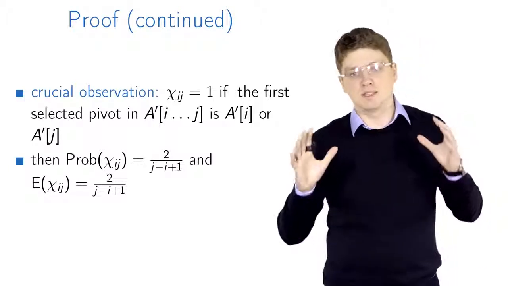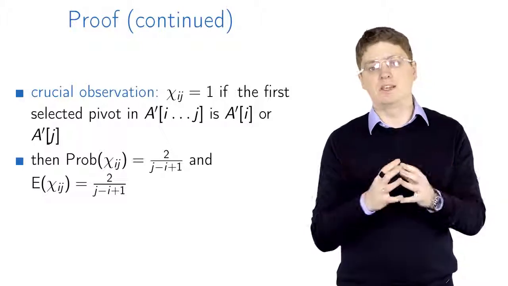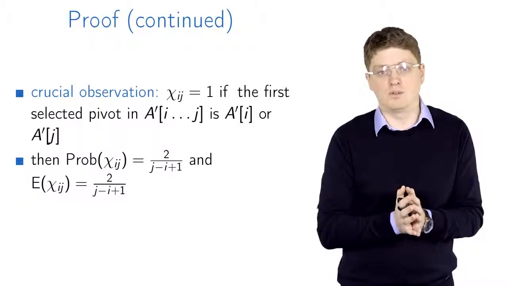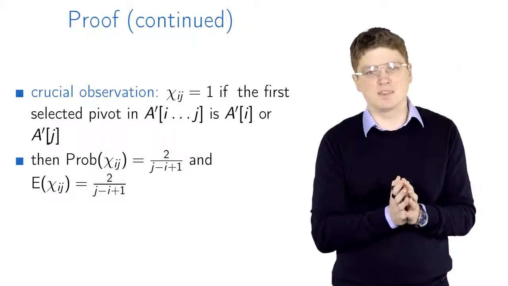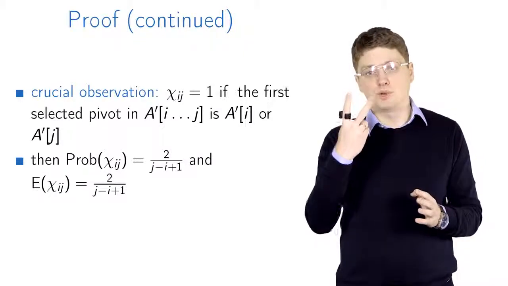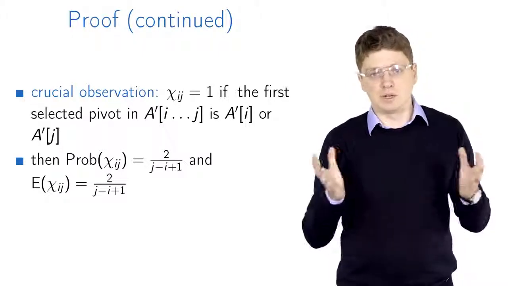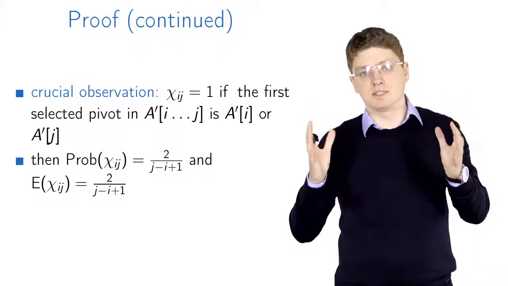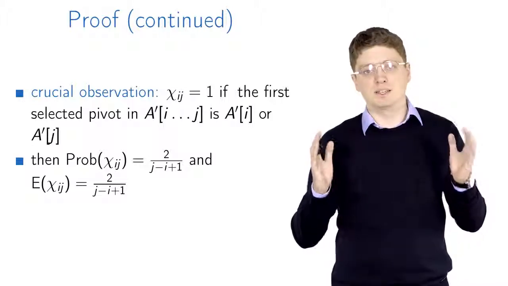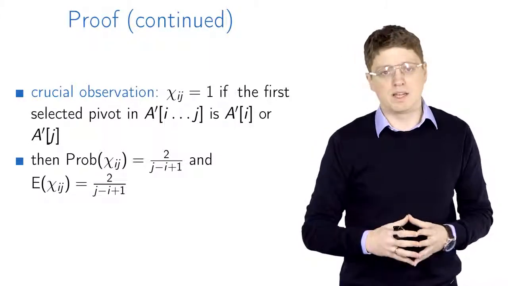So we know that they are compared if and only if the first selected pivot in this subrange is one of these two elements. This helps us to estimate the probability of the fact that Xij is equal to 1. Well, this is equal to 2, because we have only two choices, either A prime of A or A prime of J, divided by the total number of elements in this subrange. And this is j minus i plus 1. So the probability that Xij is equal to 1 equals 2 divided by j minus i plus 1.